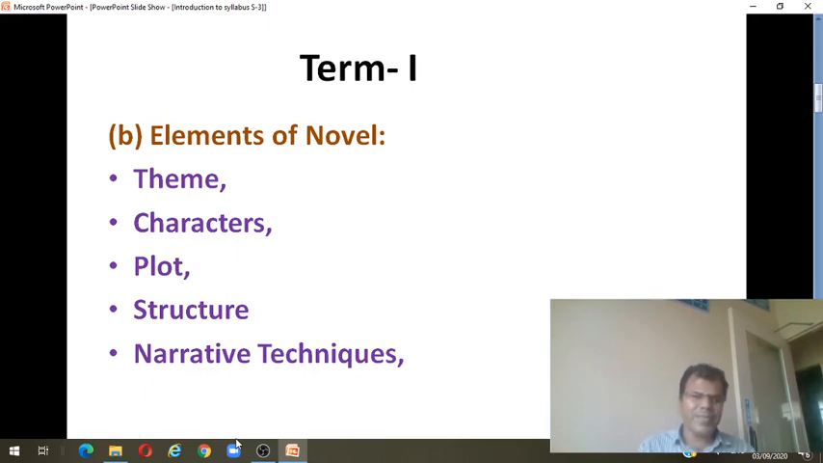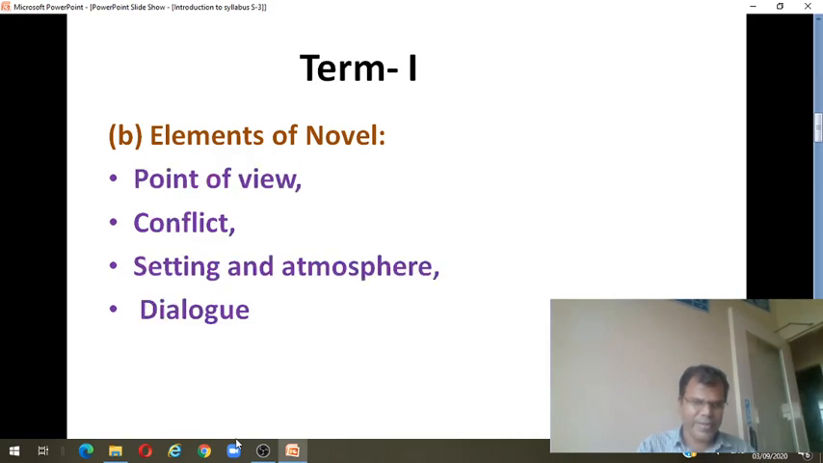The drama is a representative art. The characters, the actors, the director present the drama on the stage. On the other hand, in a novel, the writer has to narrate the whole novel. And in order to do so, he makes use of various narrative techniques. For example, in the beginning of the 20th century, James Joyce and Virginia Woolf made use of the technique of stream of consciousness. It is a narrative technique.